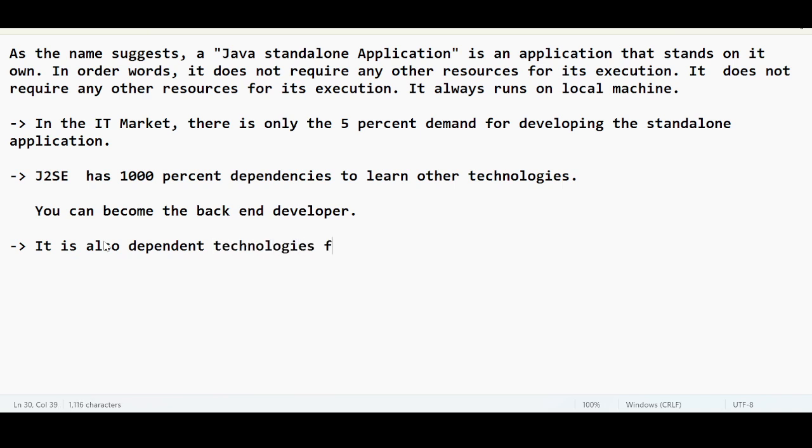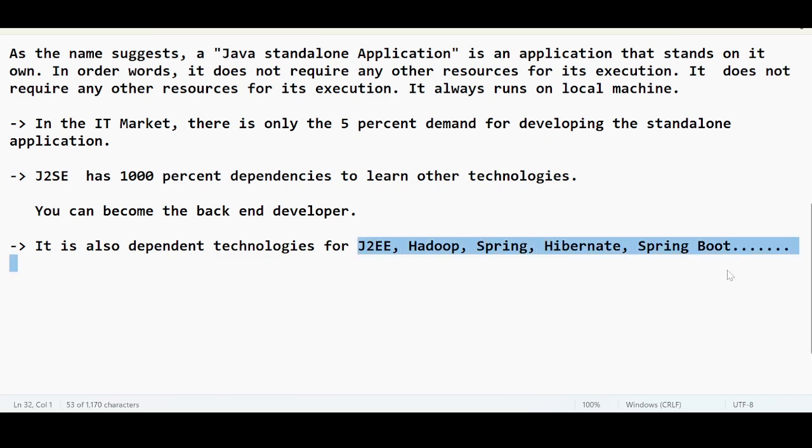technologies for J2EE, Hadoop, Spring, Hibernate, Spring Boot. I can keep going. Don't worry about what these things are. These are the advanced Java topics. In order to start these, you should be good in J2SE. Trust me, when you are okay with J2SE, these things will literally take a small amount of time to complete, because to understand these, you need to understand J2SE.